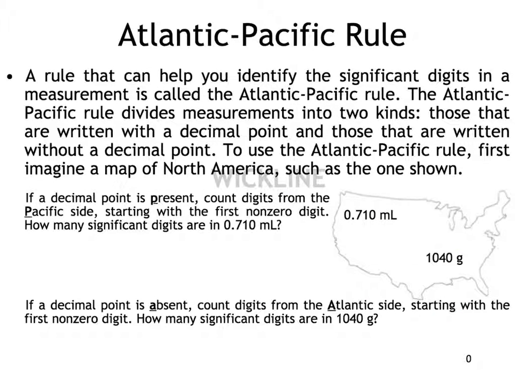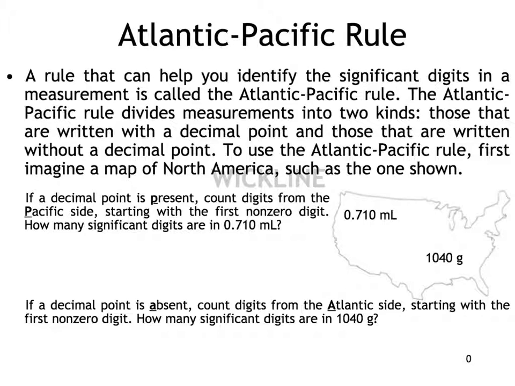So some people would call this the Atlantic-Pacific rule a simpler version of what we just discussed. I'm just going to consider a couple of numbers. I'll apply the rule, and you can decide which one you want to use. Here's 0.710 and 1040. 0.710 will be solved over here, and 1040 will be solved down there.